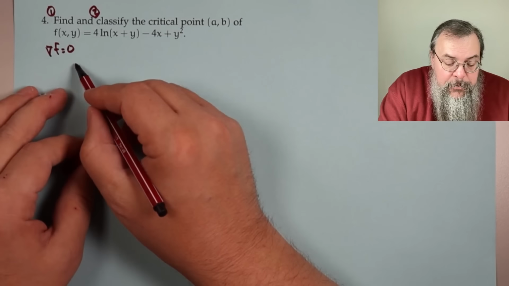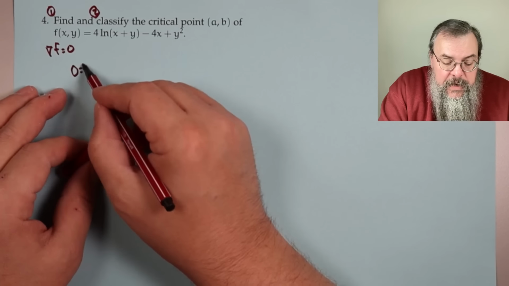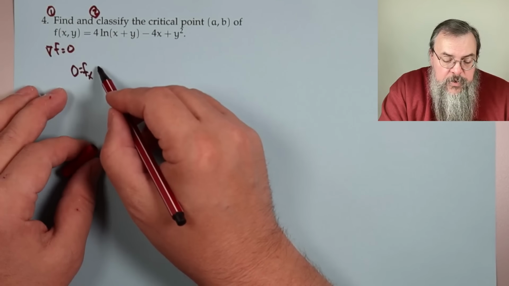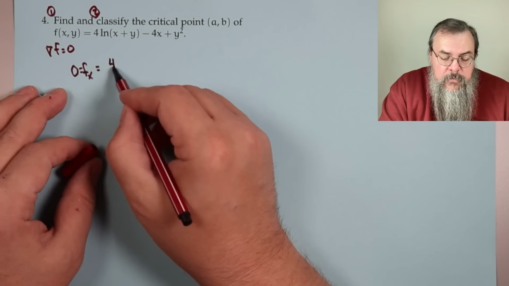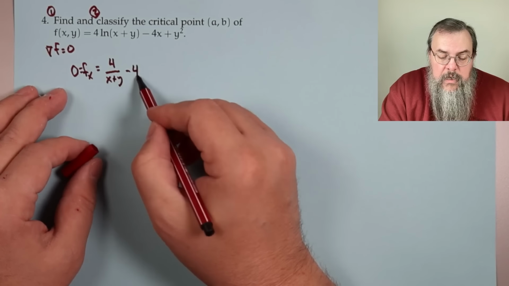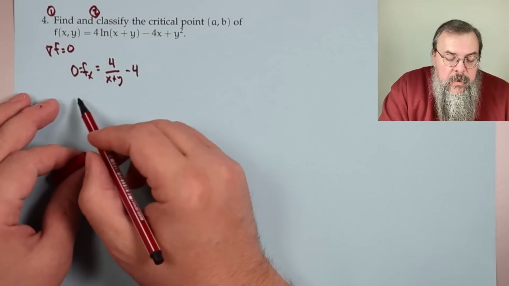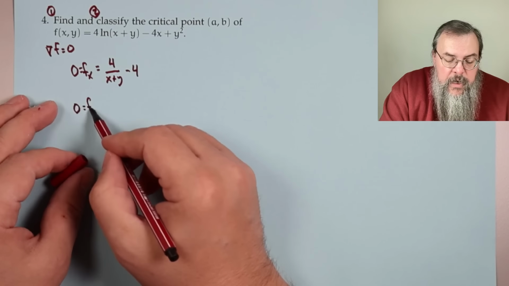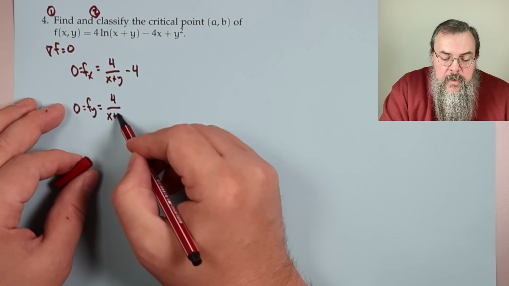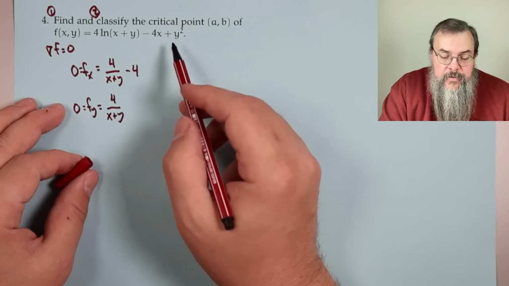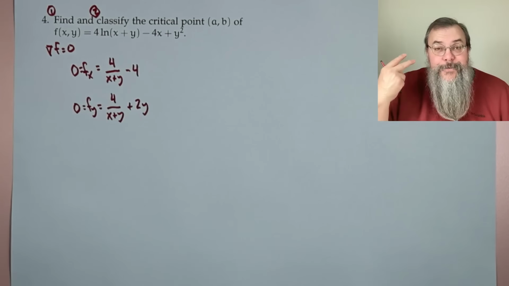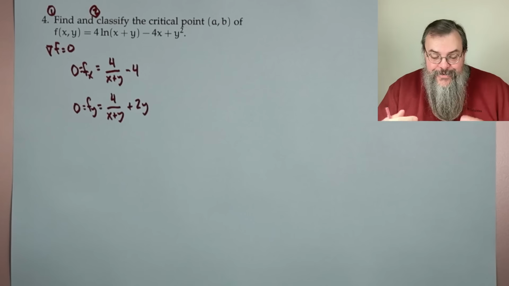So the idea: we're going to set 0 equal to f sub x. We take the derivative with respect to x. The first term gives 4 over x plus y, then minus 4, and nothing for the y squared. Now I'll do the same thing for f sub y. The derivative here is 4 over x plus y, the minus 4x goes away, and the derivative of y squared is 2y. So we now have two equations and two unknowns.